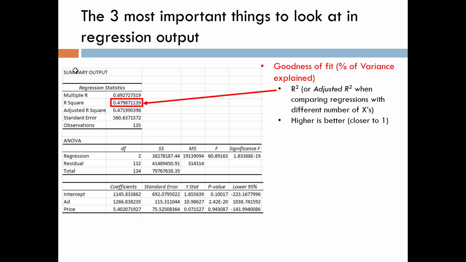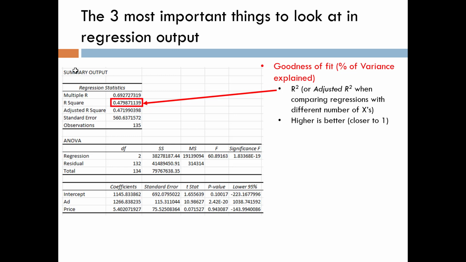First, the goodness of fit of the model, or the percent of variance explained, as shown by the R-square. In this example, it is 0.47987, meaning about 48% of the variance is explained. A higher number is better because it means the regression fits the data better.